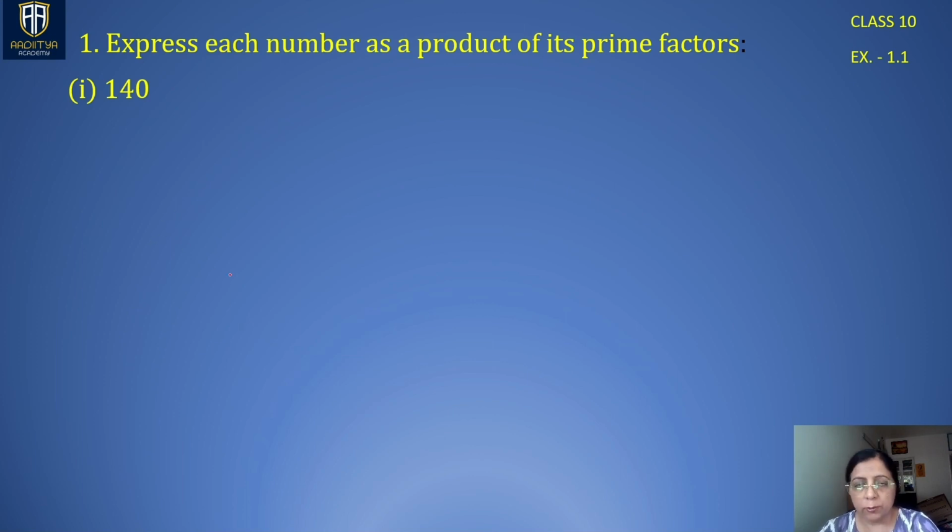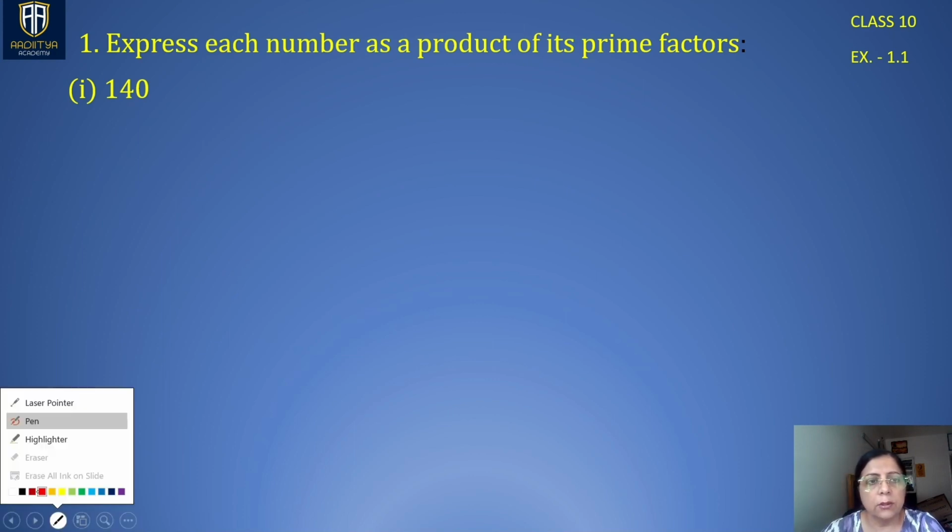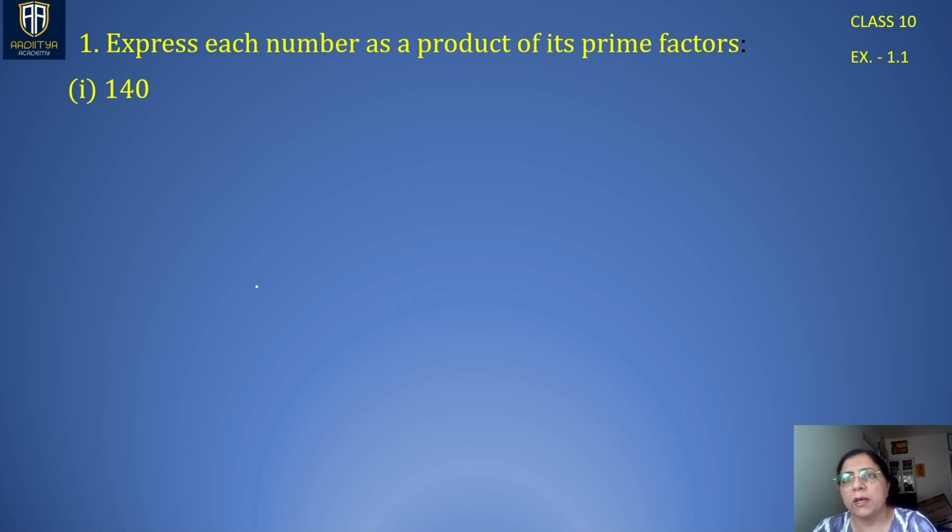So the first question says, express each number as a product of its prime factors. So we have already discussed what are prime numbers. And in this case, we have to do the factorization of 140 in terms of its prime factors only. So let us start doing this.